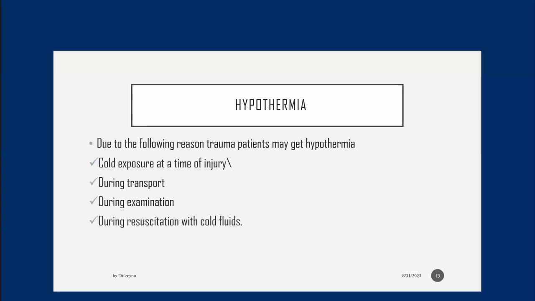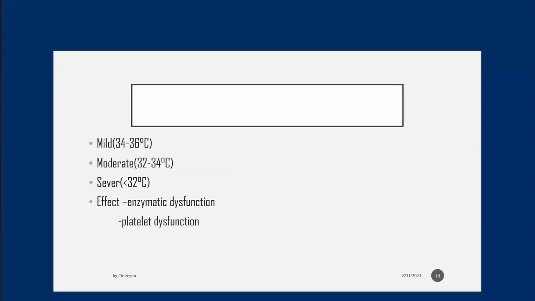One is cold exposure at the time of injury, another during transportation, another during examination when the patient gets undressed, and another during resuscitation with cold fluid. These are the particular causes of hypothermia in the background of a trauma patient. So we can grade hypothermia based on temperature: mild 34 to 36, moderate 32 to 34, and severe as less than 32 degrees centigrade.